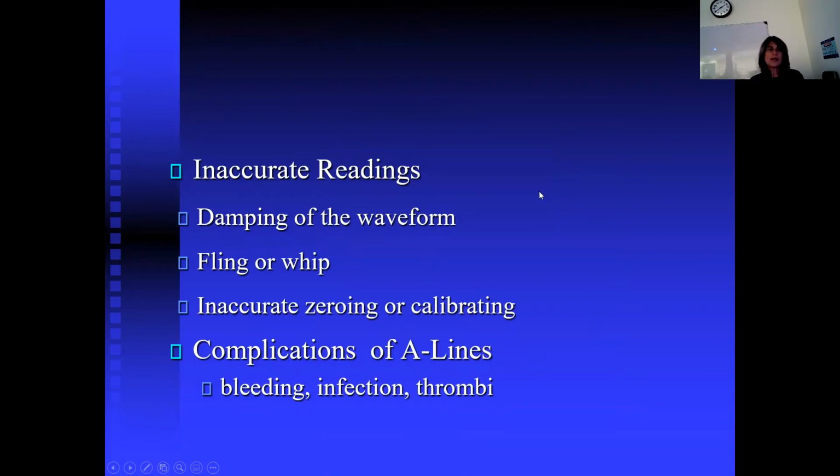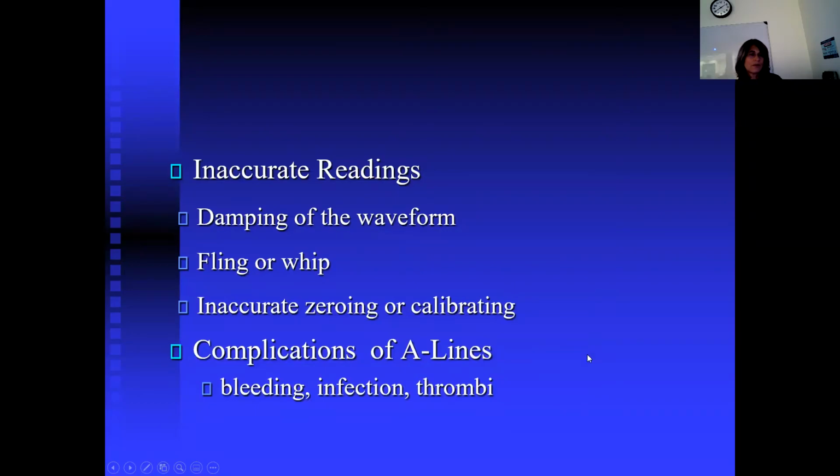What can cause inaccurate readings when looking at an A-line? If the catheter is not sitting in the vessel straight, it can be hitting a wall, and that can cause weird pressure readings. It can become kinked. That can cause weird pressure readings. The nurse will calibrate the line once a shift.